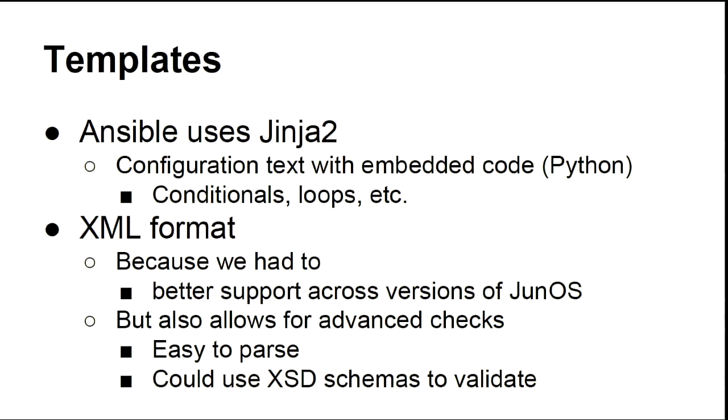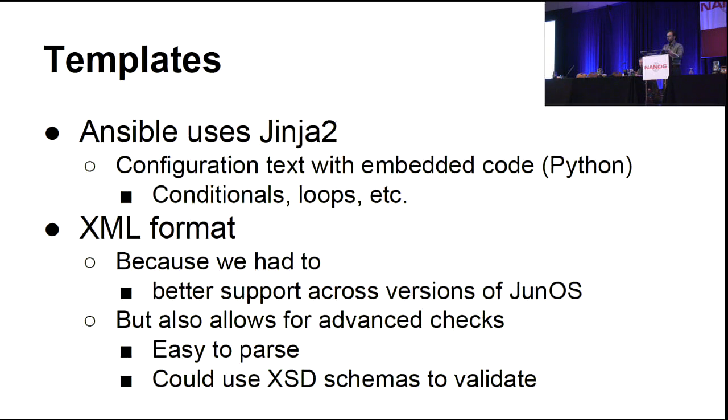Now, templates in Ansible use something called Jinja 2, which is nothing more than, it's basically Python and text, text with embedded Python, and you can have conditionals and loops. And now, this is important. We used XML as the format of our configuration descriptions. Why? Well, first thing, because we had to. It turns out that XML is supported across many different versions of Junos, so it makes our life easier. But most importantly, XML is very easy to parse with code.